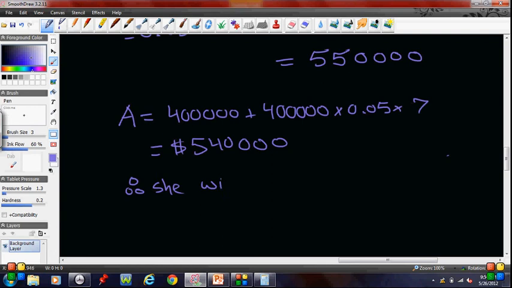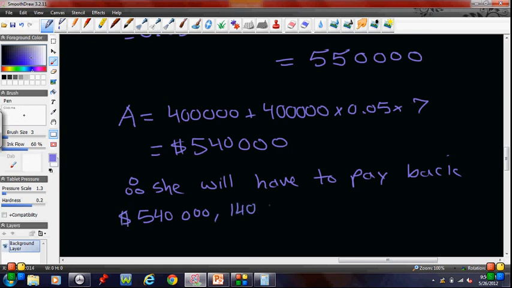So therefore, she will have to pay back $540,000. $140,000 of that will be interest. You don't have to write the 140,000 in your therefore statements; I'm just adding this on. So now you can see it's no joke.